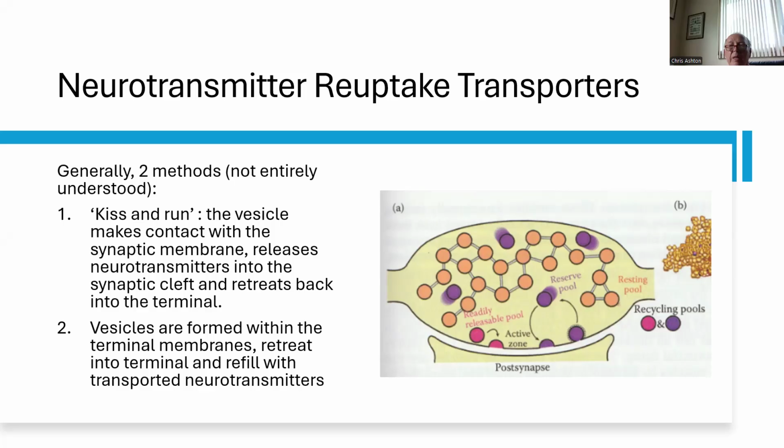And then the other is actually that they're constructed from proteins from new within the cell, that could potentially be coming from the cell body itself, or actually manufactured by the endoplasmic reticula within the presynaptic terminals. But that's not entirely understood, what's happening one way or the other there.